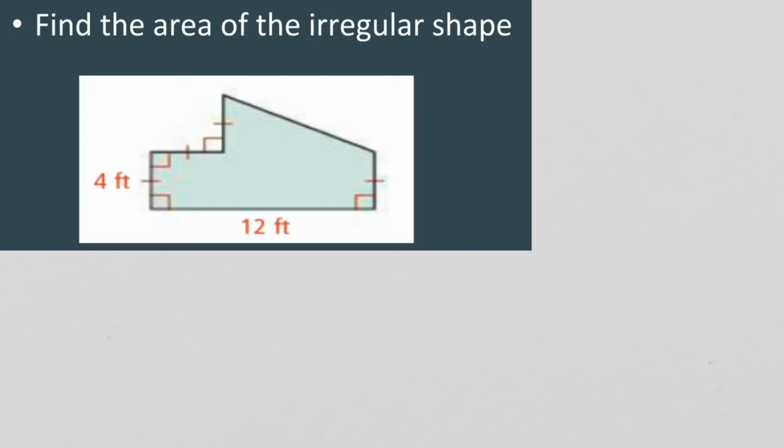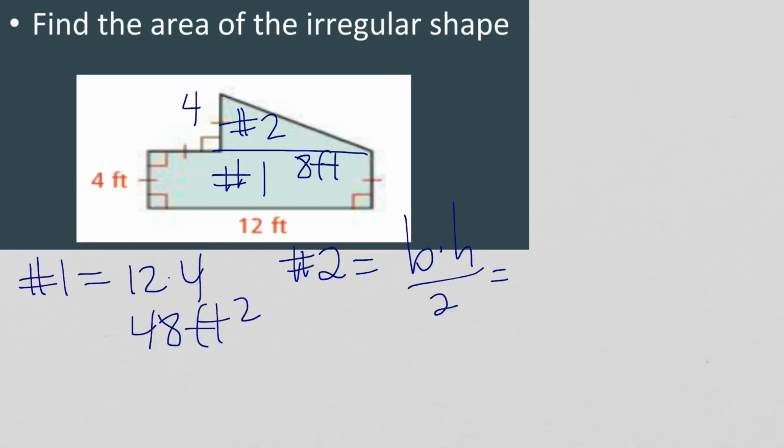All right, the last type of question you could get is for an irregular shape. So you basically have to figure out how you want to make it into 2 shapes that you know of. So I see I can make this into a rectangle, shape number 1, and a triangle, shape number 2. All right, so shape number 1 is a rectangle, so it's base times height, 12 times 4, so I have 48 feet squared.